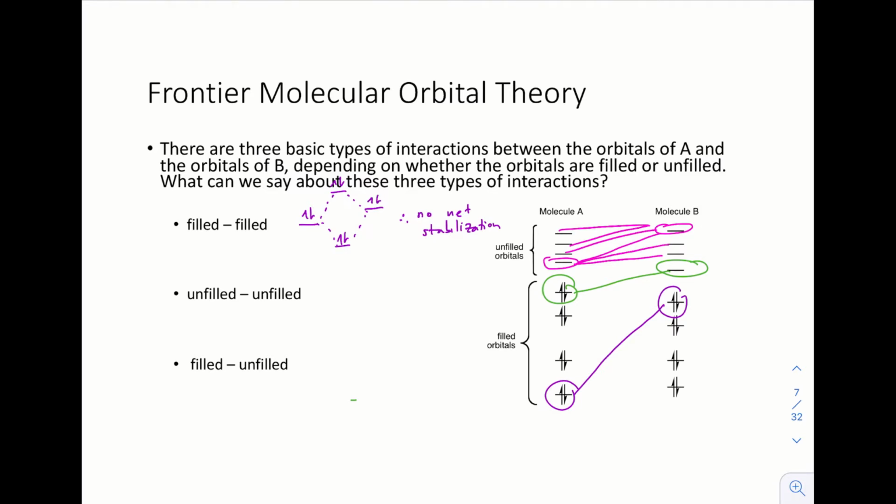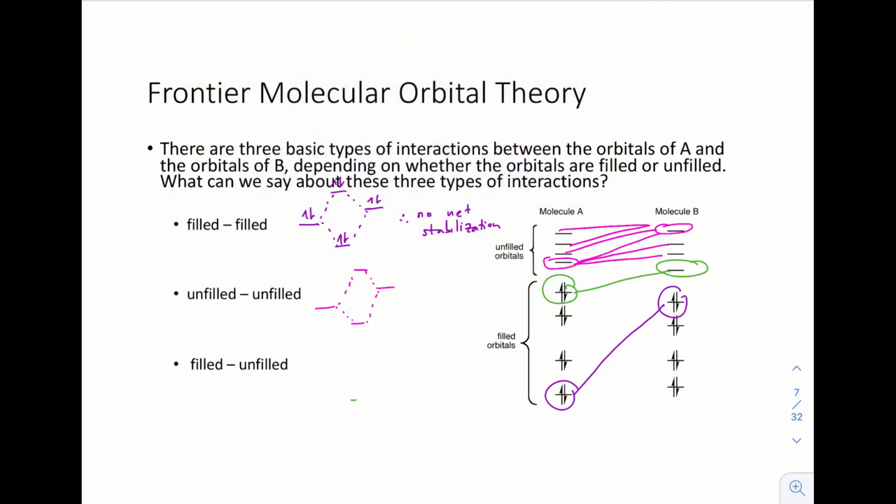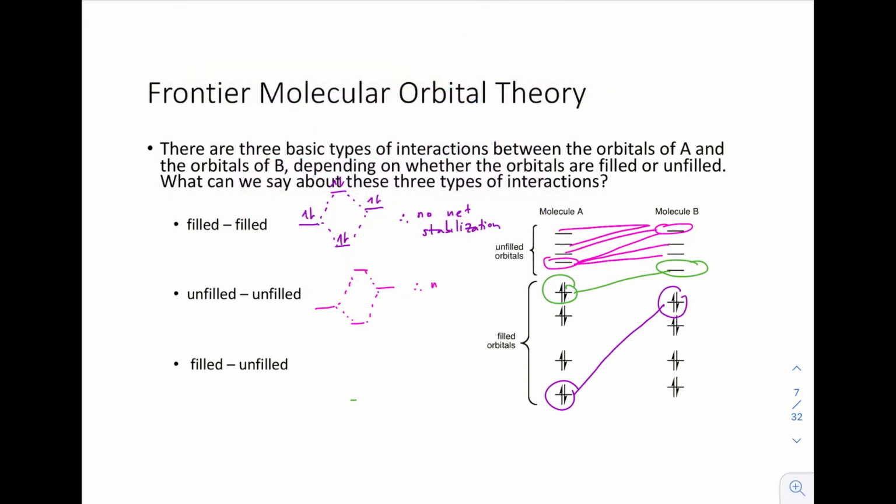Yes or no? All right, when two unfilled orbitals overlap, they do create two new molecular orbitals, but there were no electrons in here to start with, so there's no electrons to put in those new molecular orbitals. So we don't need to consider this type of interaction. No electrons, nothing to stabilize, not a significant type of orbital interaction.